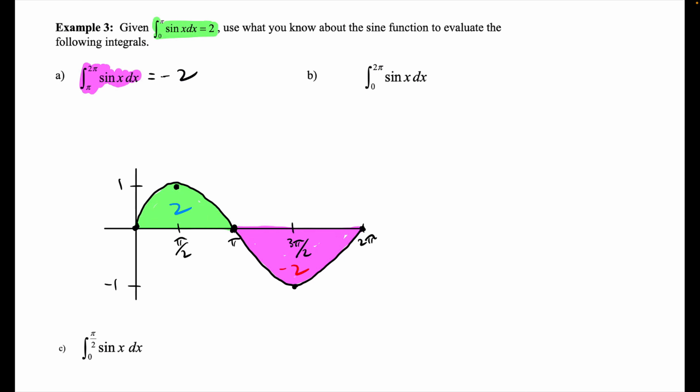Because aren't you just adding them together? You're just going from 0 to 2 pi. You're just going, what's the area under the curve from 0 to 2 pi? Well, you're going to add that with that, and you're going to get 0.